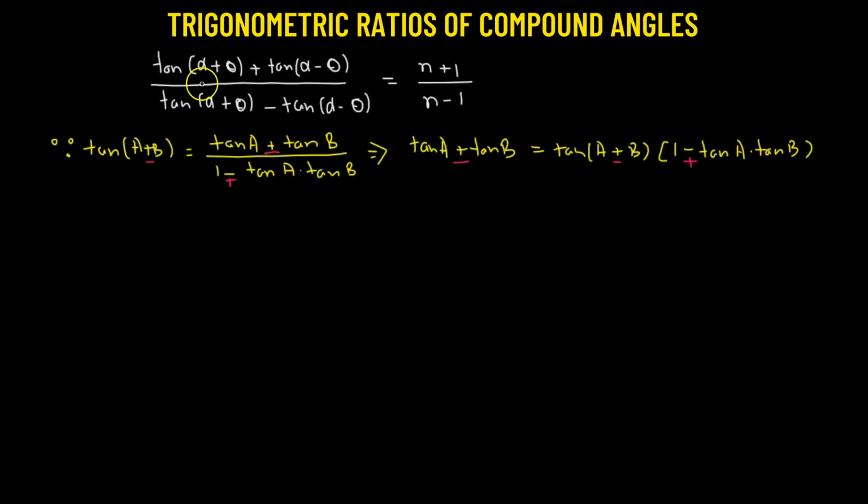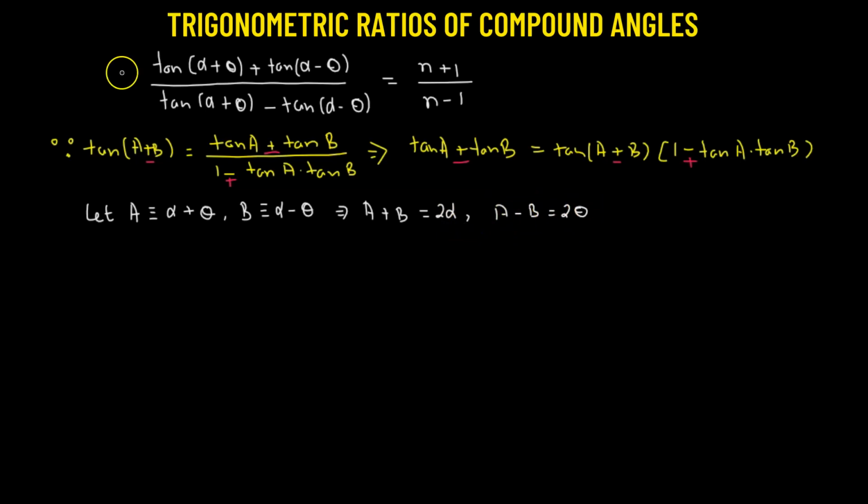In the numerator, we have tan(α+θ) plus tan(α−θ). Let's suppose that A is equivalent to α+θ and B is equivalent to α−θ. Then we can immediately find the value of A+B and A−B. A+B equals 2α, and A−B must be equal to 2θ. Fine.